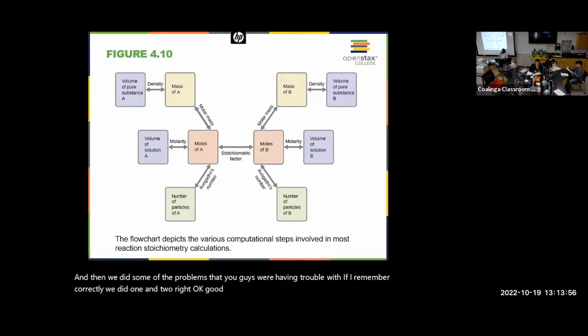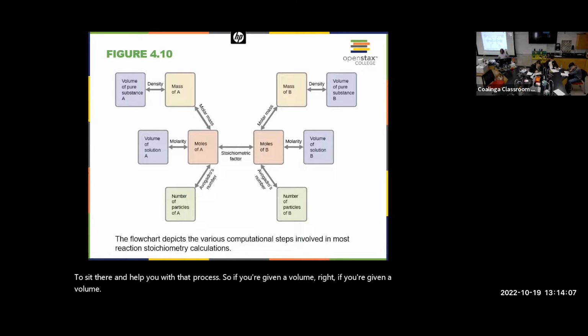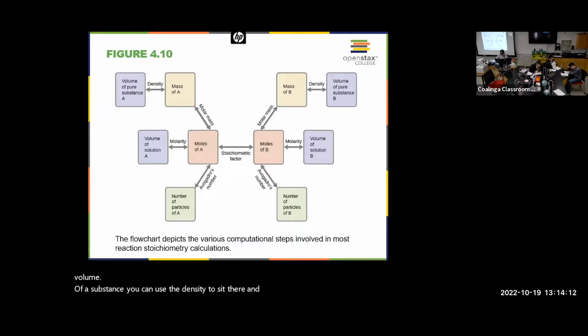Okay, so you guys can see how you use this flow chart here to help you with that process. So if you're given a volume of a substance, you can use the density to determine its mass. And then once you have the mass, you can use the molar mass.